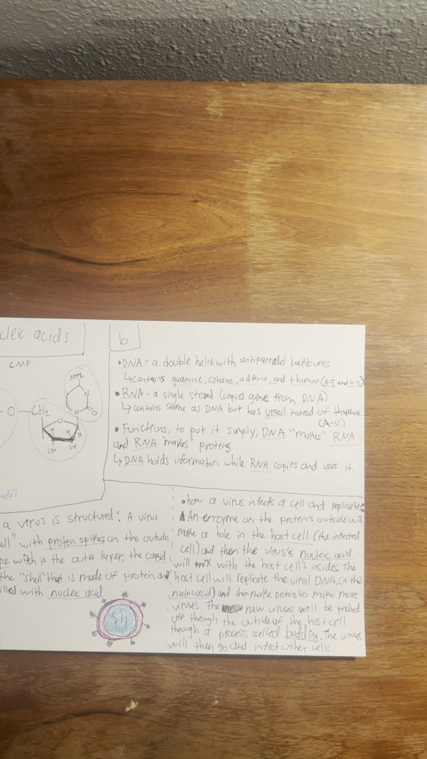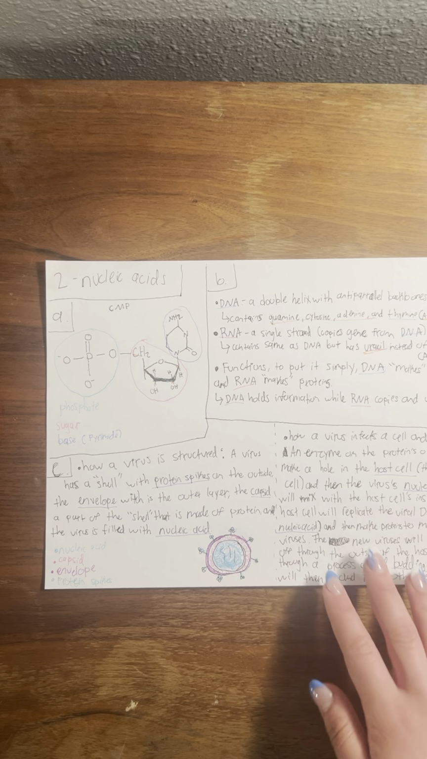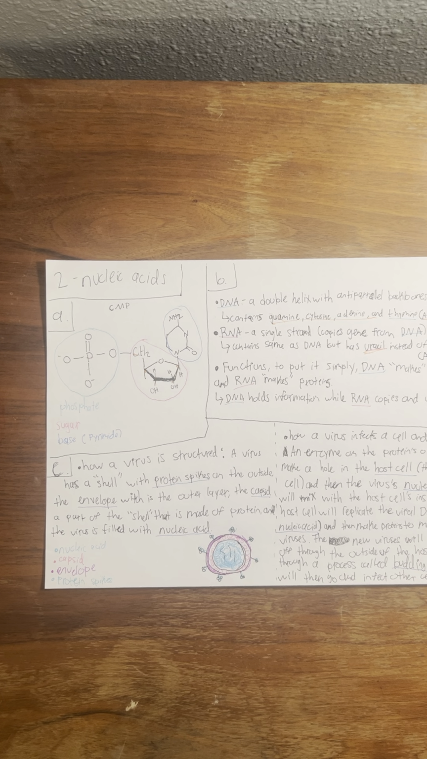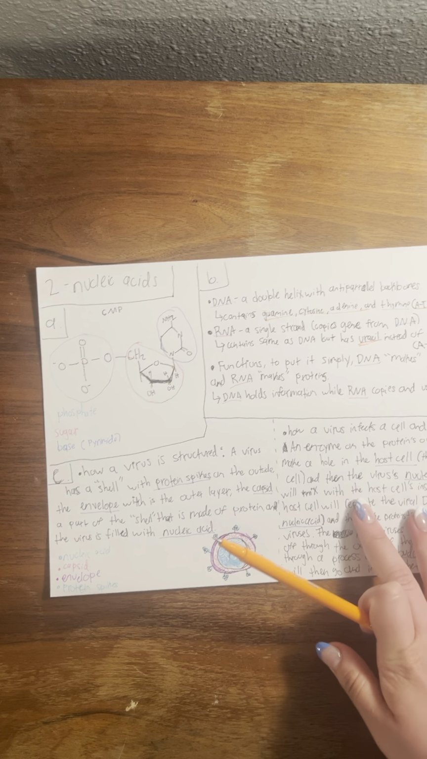Okay, so my C, it first wants to know, viruses are small particles containing genetic material that can infect any cell type. Describe the structure of viruses and explain how viruses infect the cells and replicate. In your explanation, be sure to use the following terms: host cell, nucleic acid, capsid, envelope, protein spikes, and budding. Okay, so this is how a virus is structured.